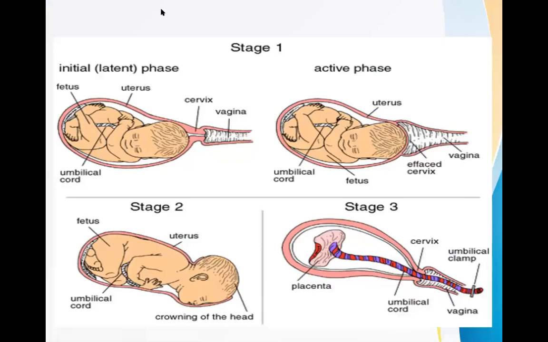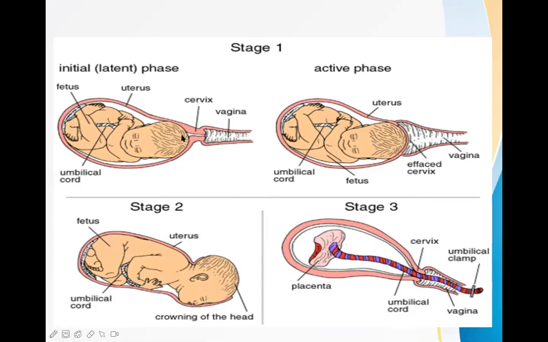Now see here, this slide is telling us about stage 1, stage 2, and stage 3 of labor. And in stage 1, please mute yourself, guys. Yeah, in stage 1, there is a latent phase and an active phase. Latent phase is the early phase and active phase is the late phase of stage 1.